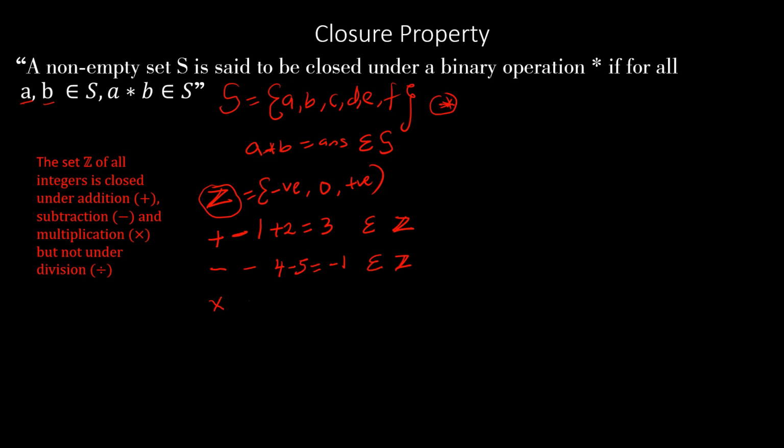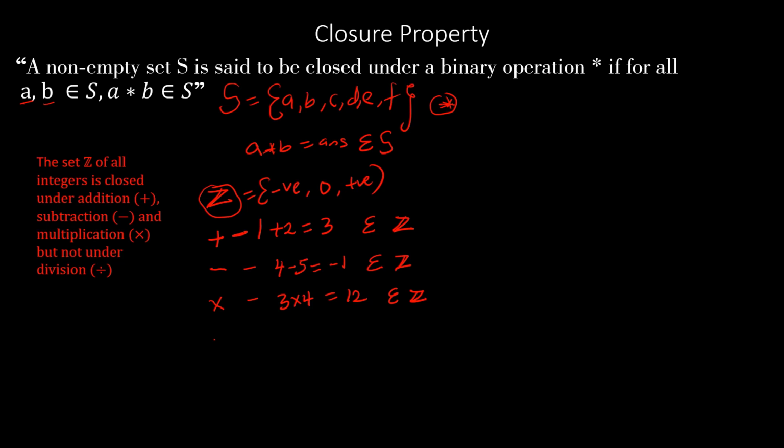For multiplication, if you take any two random elements of Z and multiply them, for example 3 multiplied by 4, we have an answer which is equal to 12, and 12 is also an element of Z. So if you take any random elements of Z, we are going to have an answer which is also an element of Z. So we say Z is closed under the operation multiplication too.